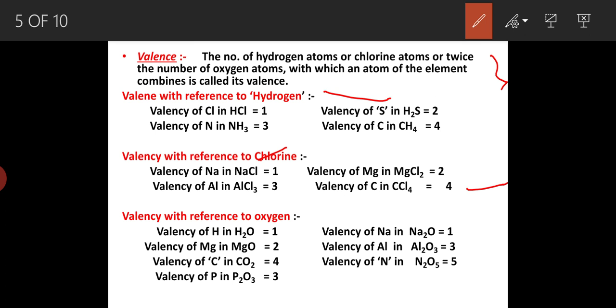Then valence with reference to oxygen: it is twice the number of oxygen atoms with which an element can combine. So, the valence of hydrogen in H2O is 1, that means one oxygen is combining with two hydrogens, and the valence of sodium in sodium oxide is also 1. Here two sodiums are combining with one oxygen atom, so sodium's valence in this molecule is 1. In the same way, in MgO the valence of magnesium is 2, in Al2O3 the valence of aluminum is 3, the valence of carbon in carbon dioxide is 4, and the valence of nitrogen in N2O5 is 5.